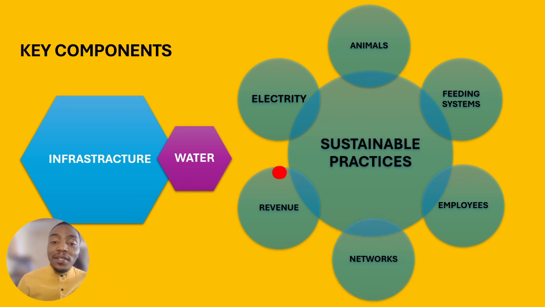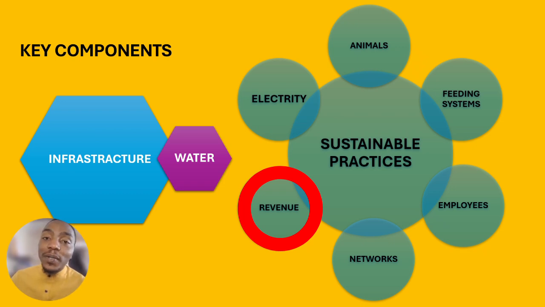Next, we have the revenue, which is our end goal, and the revenue can come from anything from milk to meat to even the crops that you have on your farm. So understanding how you're going to generate revenue is a crucial component because it's going to be the one to sustain the farm.